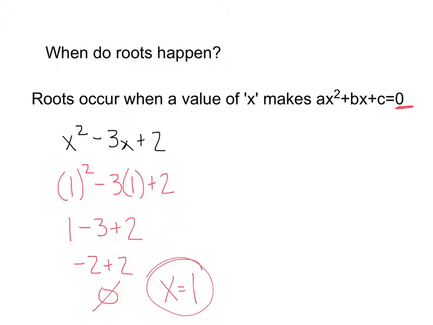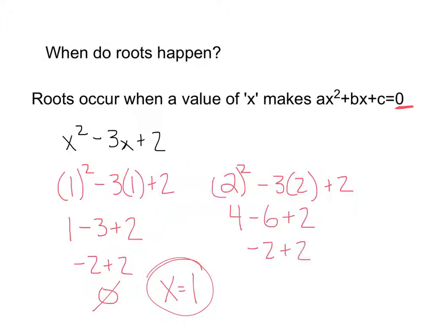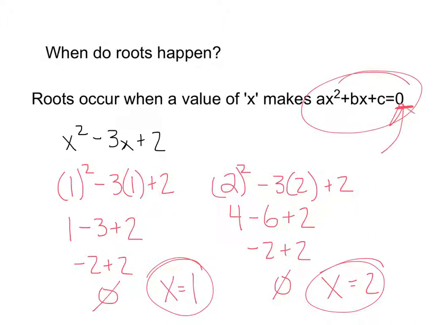If you did the same thing with, for example, 2, you could say that 2 squared minus 3 times 2 plus 2 becomes 4 minus 6 plus 2 becomes negative 2 plus 2 becomes 0. So the value of x equals 2 is also a root for this problem. So any value of x that makes the entire function equal to 0 is a root.